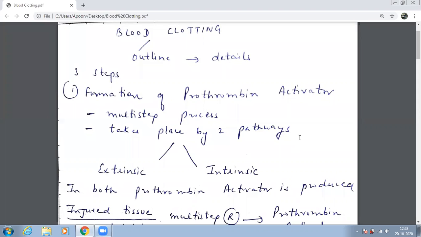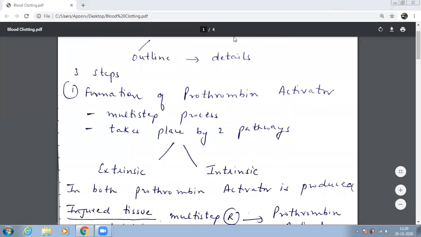We talk about some things which are known as factors. We have 13 numerals and 12 factors because later factor 6 was found to be a part of another factor. Earlier, it was believed that there are 13 factors which are involved, but now it is concluded there are only 12 factors. Factor number 6 was removed. So in general, just remember there are mainly 12 factors which are involved in blood coagulation.